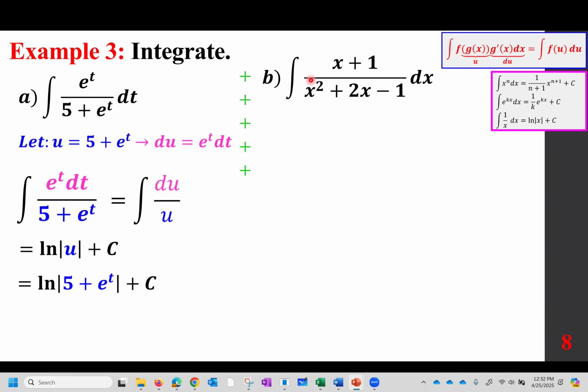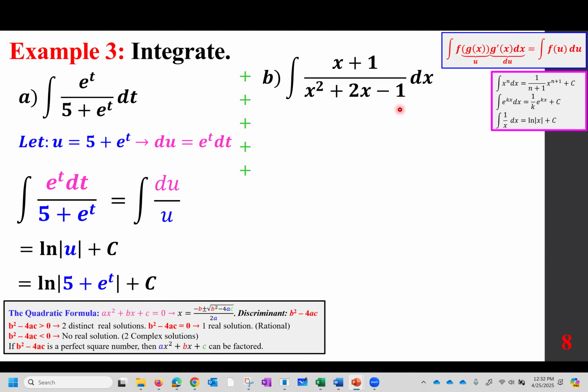Now, when we go here, the very first step is to simplify. And we can't because of the denominator. If you recall the quadratic formula, for ax squared plus bx plus c equal to 0, x is minus b plus or minus the square root of b squared minus 4ac over 2a. b squared minus 4ac is called the discriminant. When it's positive, you have two distinct real solutions. If it's 0, you have one real solution. If it's less than 0, there is no real solution, or two complex solutions.